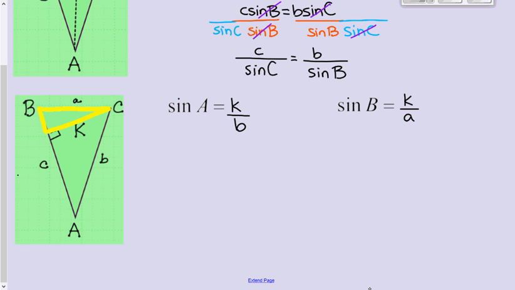Now, hopefully this is starting to look familiar. It's looking like what we did in the first part of the proof. And I have two equations that both involve k. They also involve other angles and sides of the triangle.